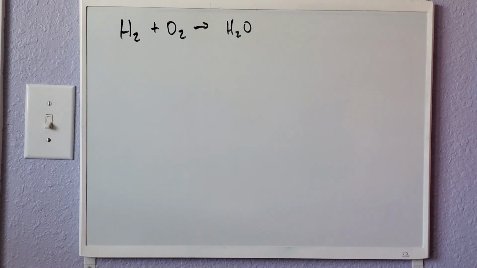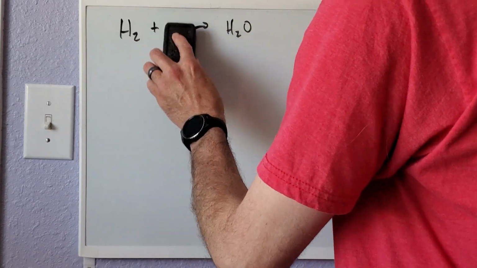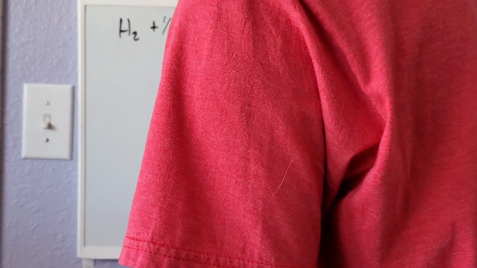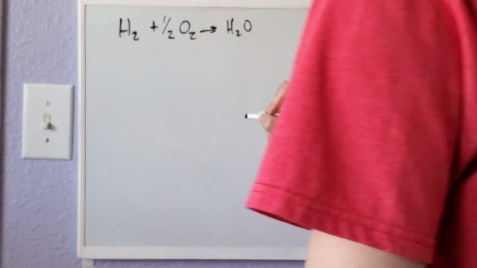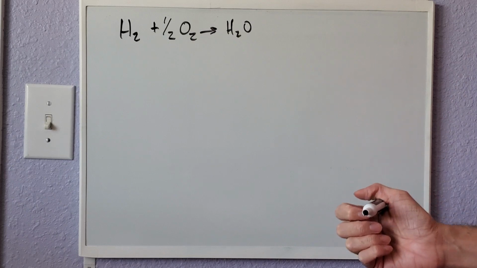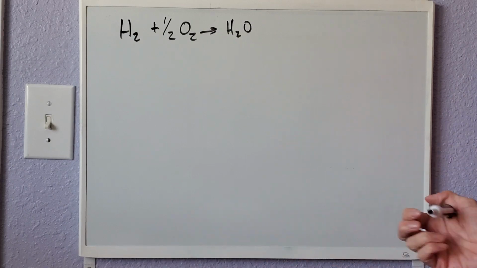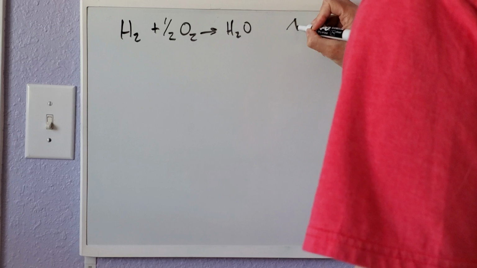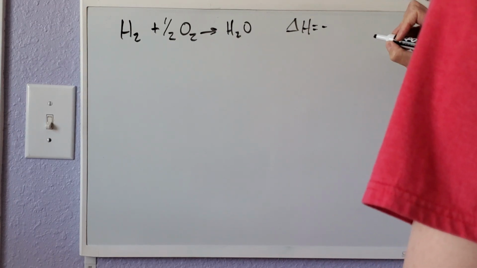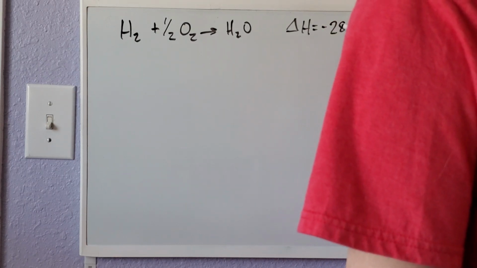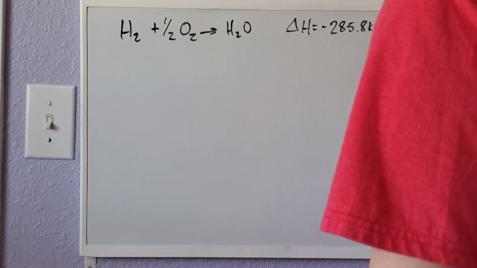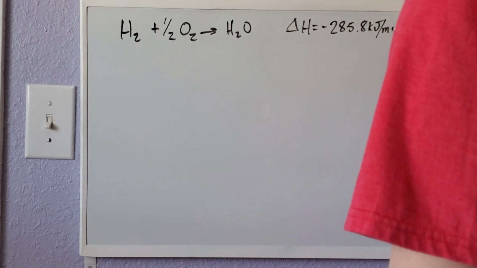Because of that, you're going to have to adjust some of these coefficients. You end up with half of a mole of O2 in order to produce this 1 mole of H2O. If you look at any chemistry book that has all these values written out, you'll see that the formation of H2O has an enthalpy of negative 285.8 kilojoules per mole of the substance.